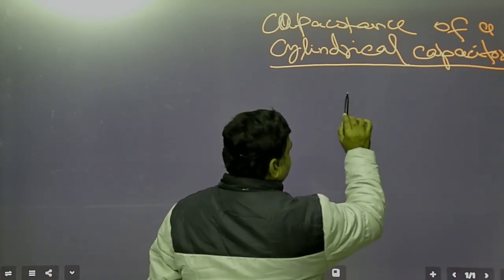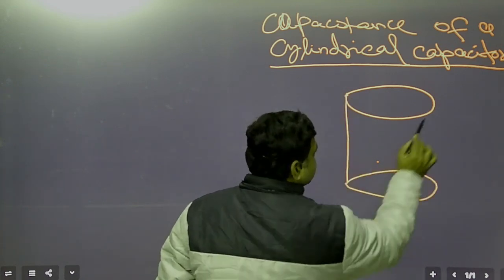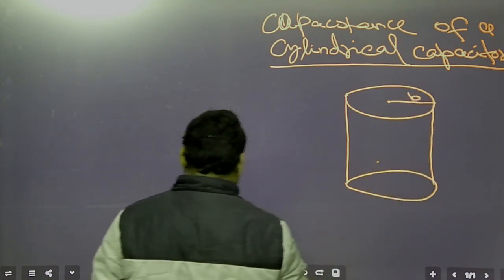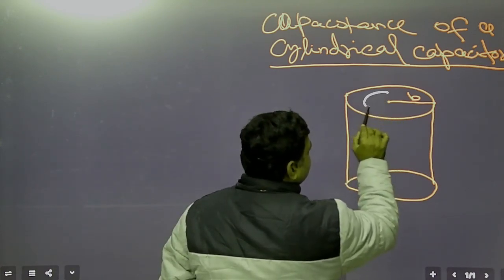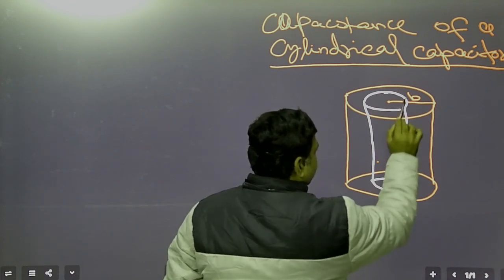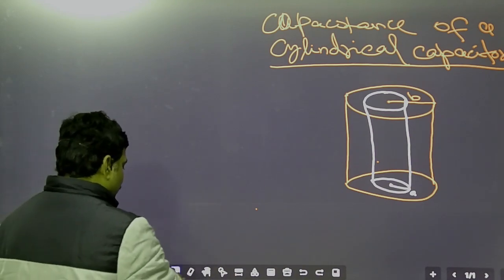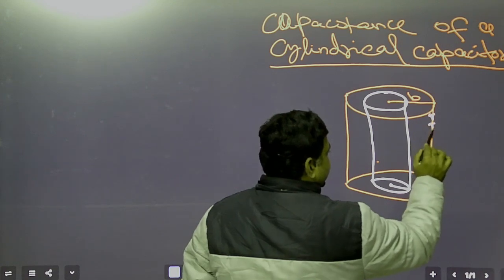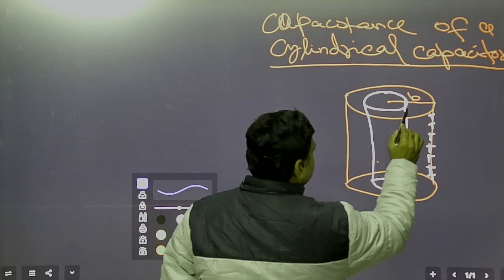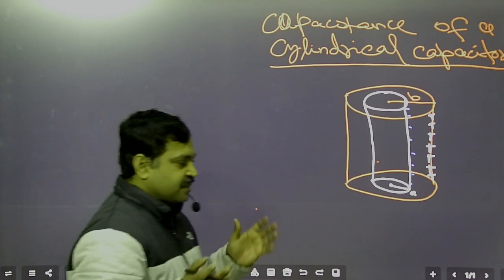So let us consider a cylindrical capacitor having the outer cylinder of radius B and the inner cylinder of radius A. Suppose the outer one is positively charged and the inner one is negatively charged. So now this is a cylindrical capacitor.